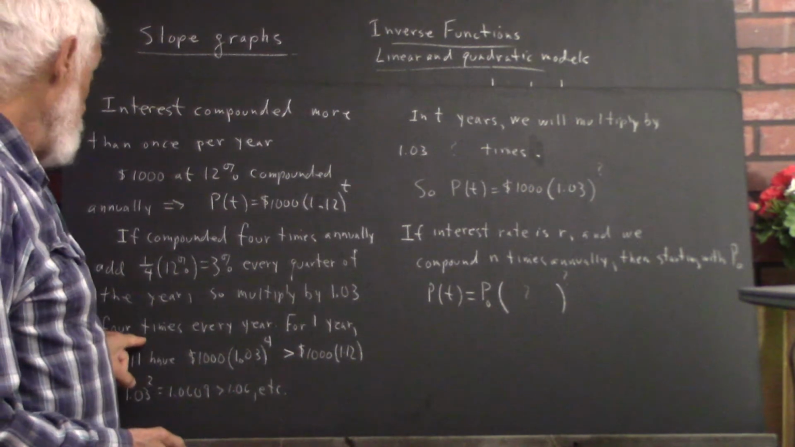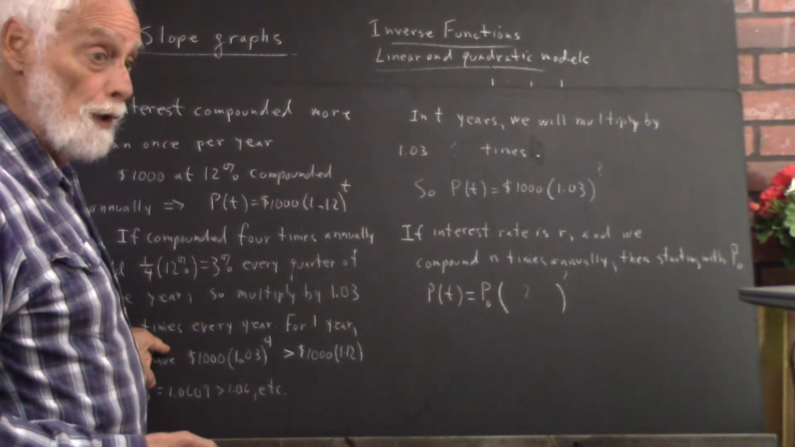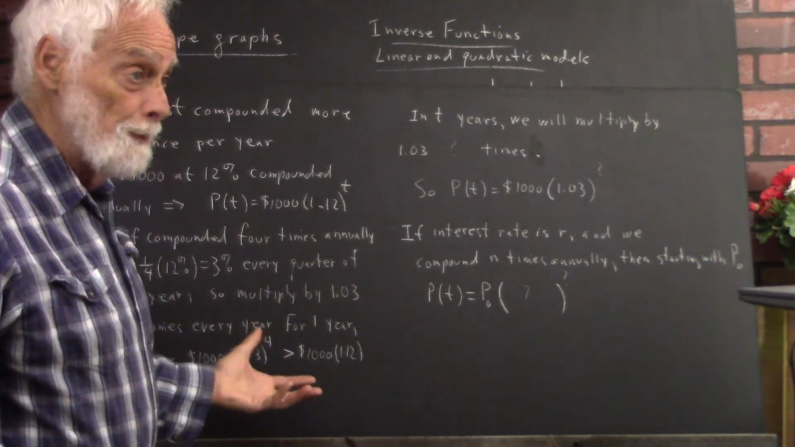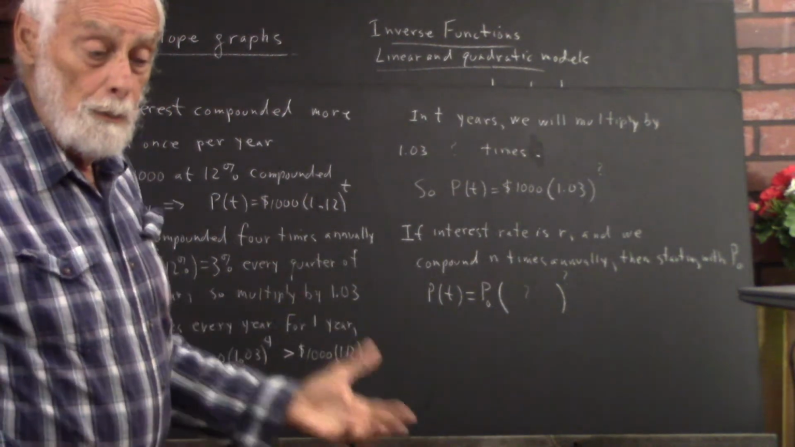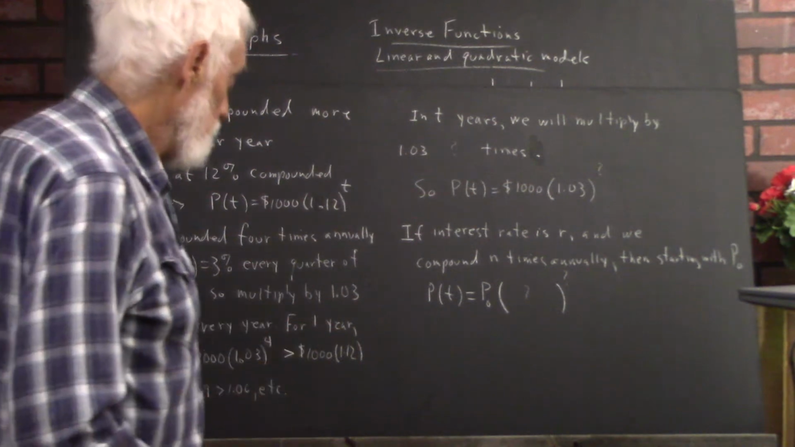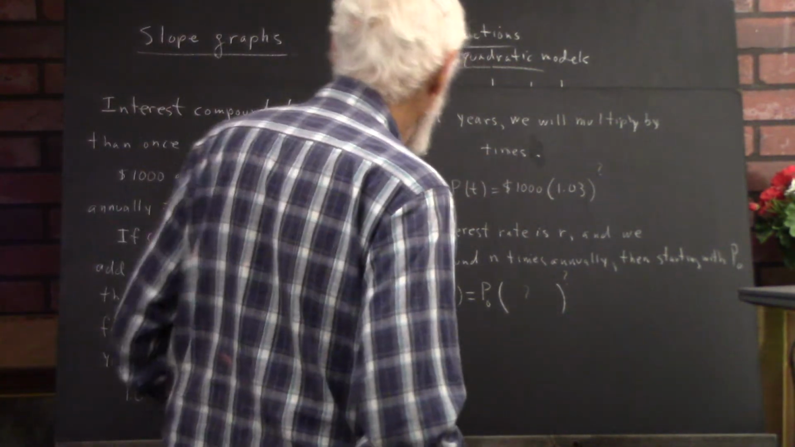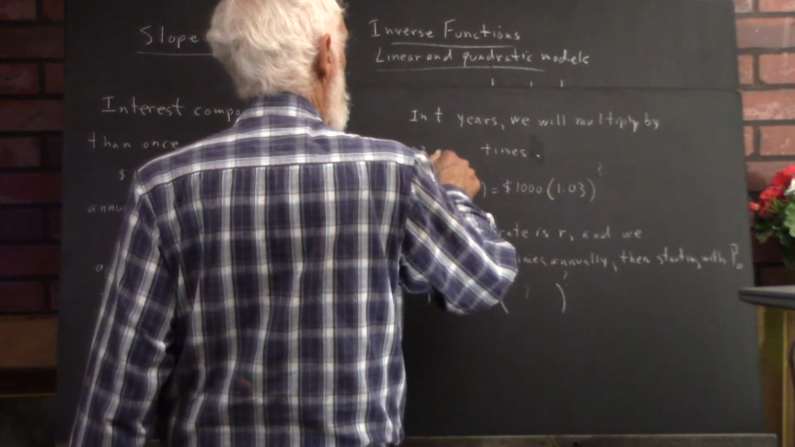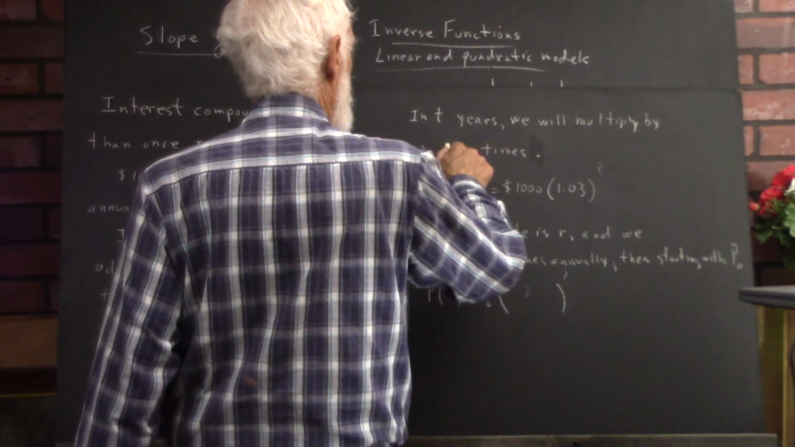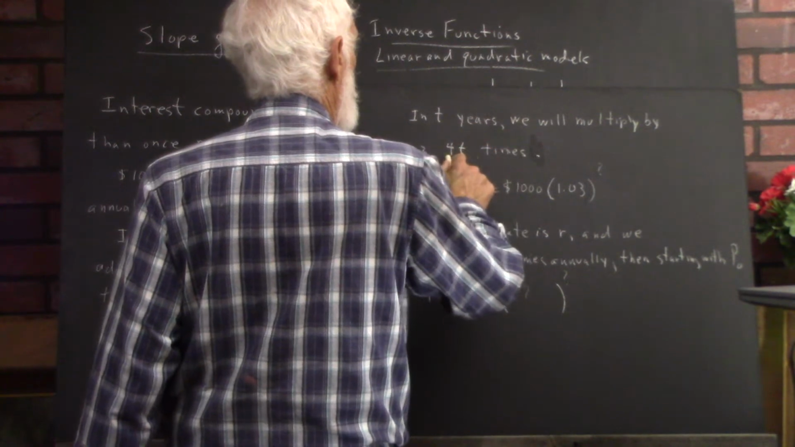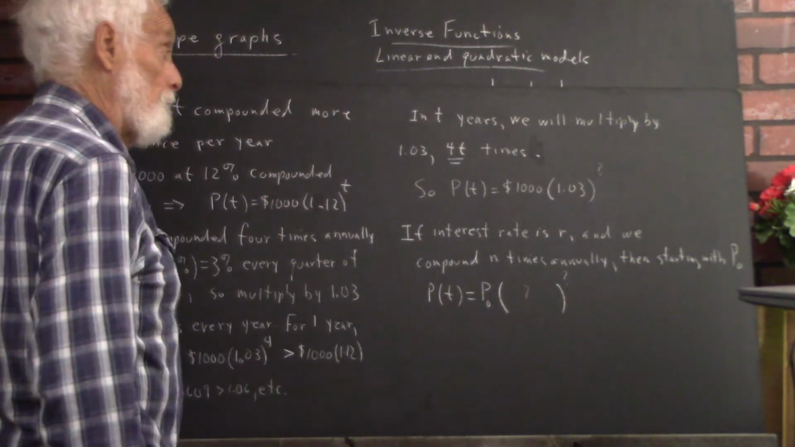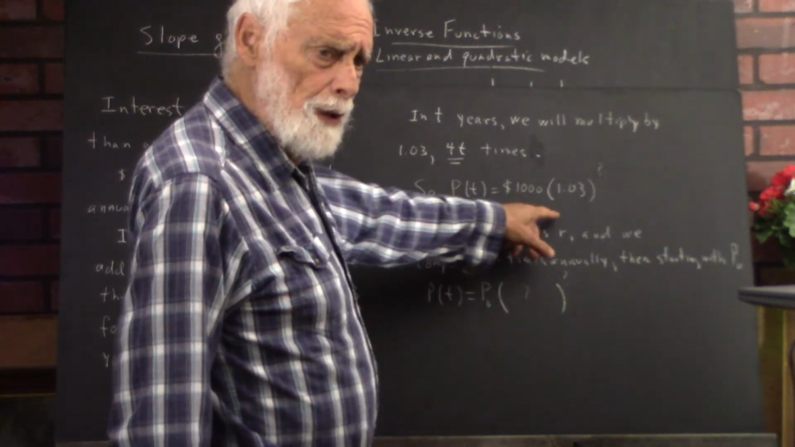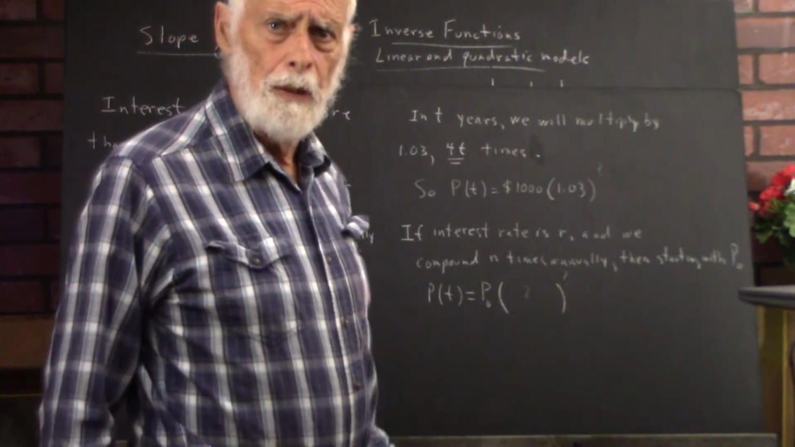In 1 year, you multiply by 1.03 4 times. In 2 years, you're going to multiply by 1.03 8 times. Every quarter of every year, you're going to multiply by 1.03, and it's a short step to seeing that you're going to multiply by 1.03 4t times, which means that your principal is going to be what? $1,000 times 1.03 raised to what power?